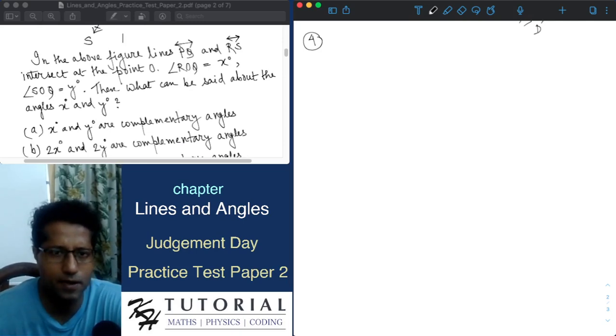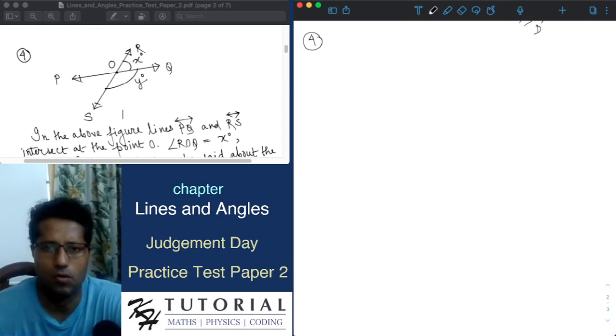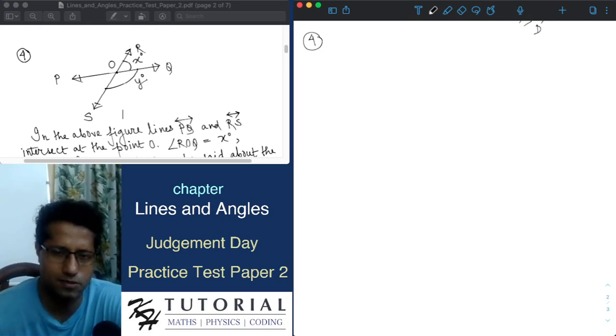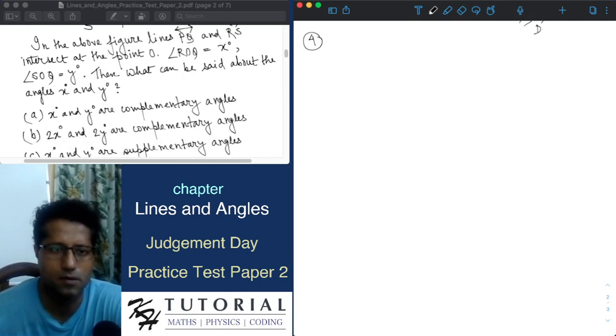X degree and Y degree are complementary angles. No, complementary angles means X plus Y is 90 degrees. But in this case, we can clearly see X and Y are a linear pair of angles. So their sum should be 180 degrees. That is, X and Y are supplementary angles. Now it is given that 2X degree and 2Y degree are complementary angles, which means that 2 into X plus Y.